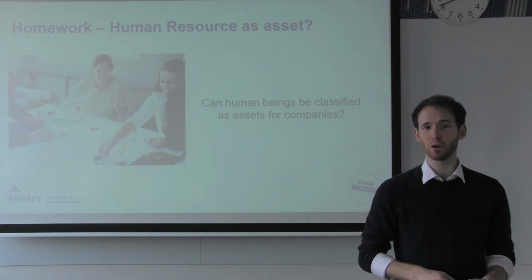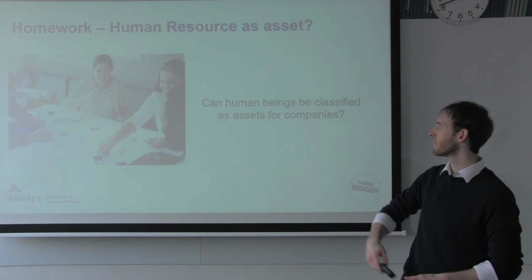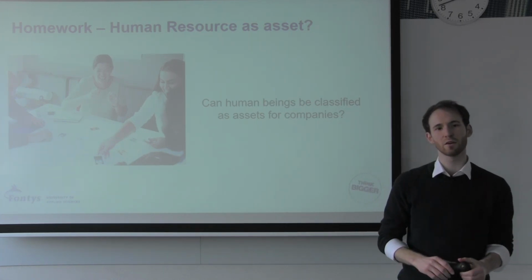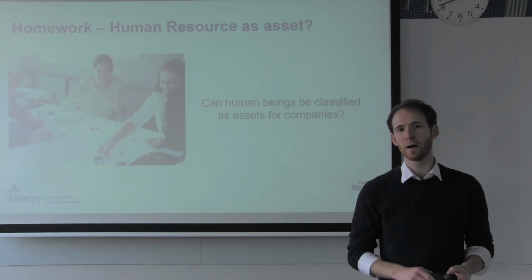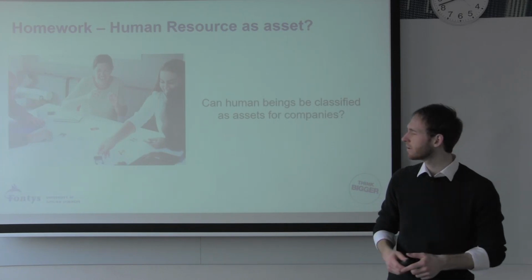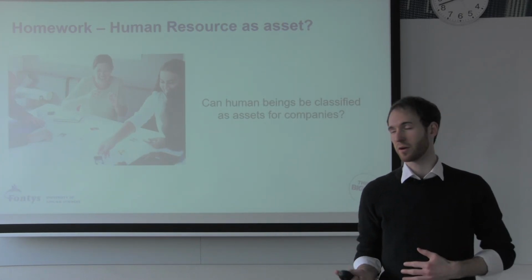And what I'd like you to do as homework is, first of all, think about whether human beings can be classified as assets for companies or not. So look at the checklist of assets, those 4 criteria that we have: measured in financial terms, control, past transaction, and so on. And then tell me, can human beings be assets for companies or not?